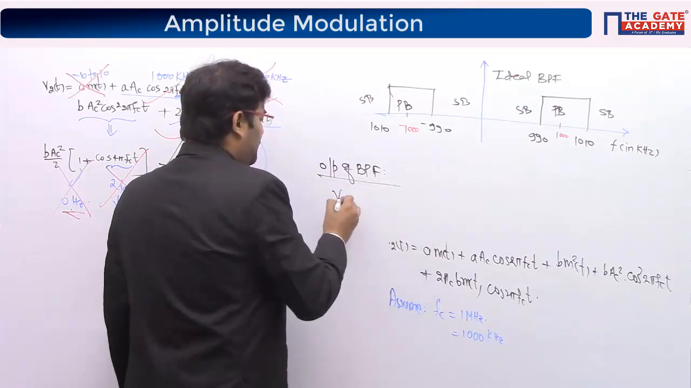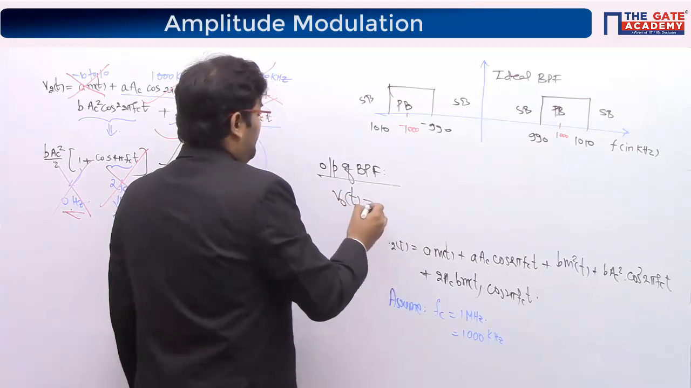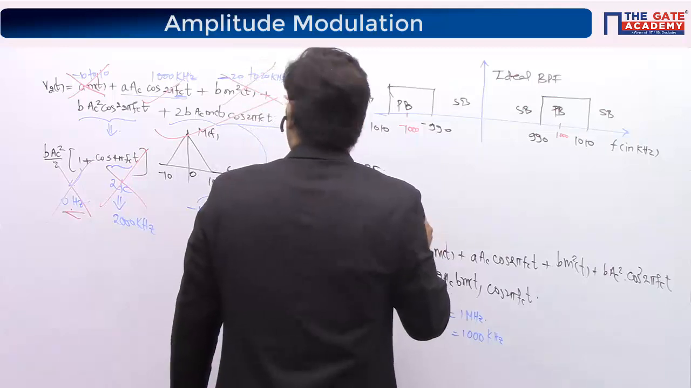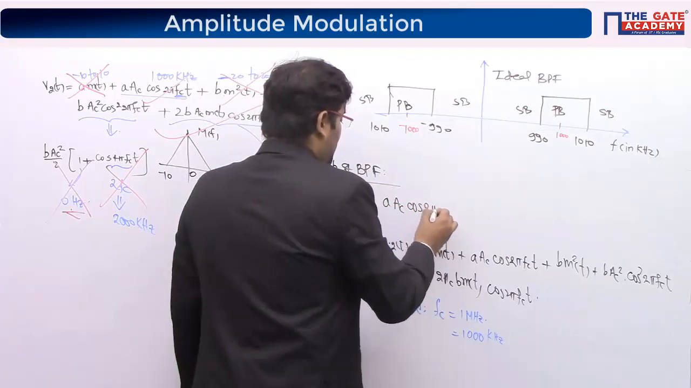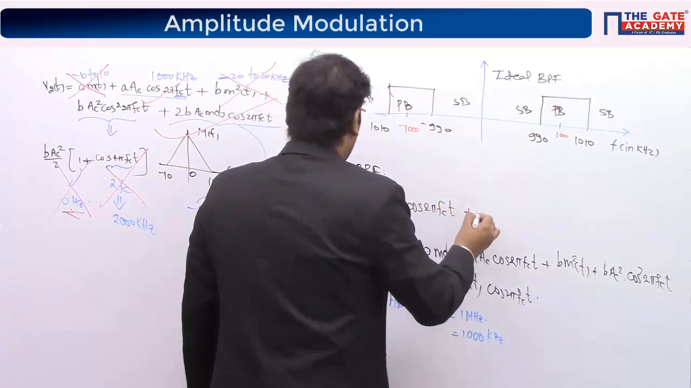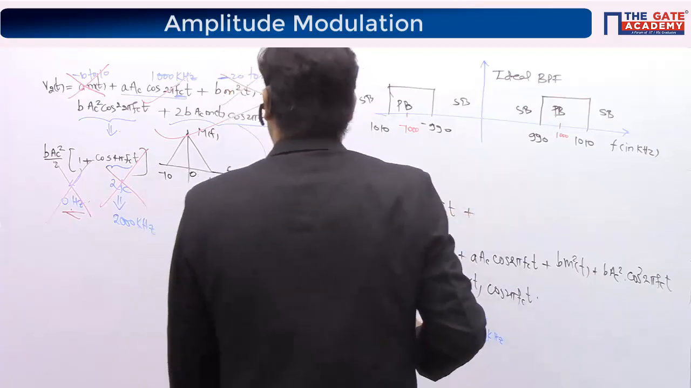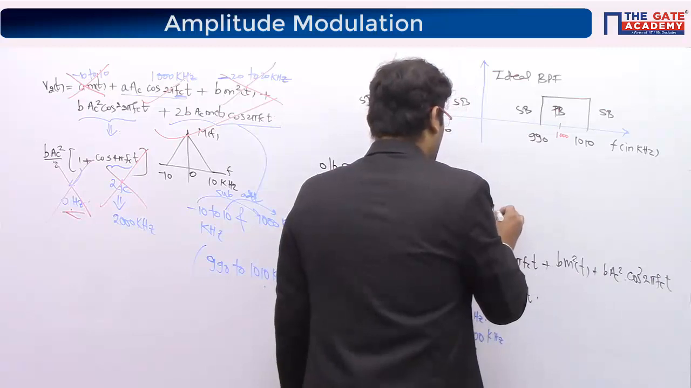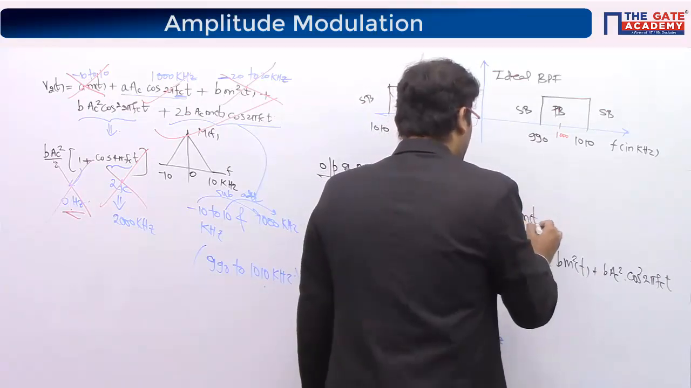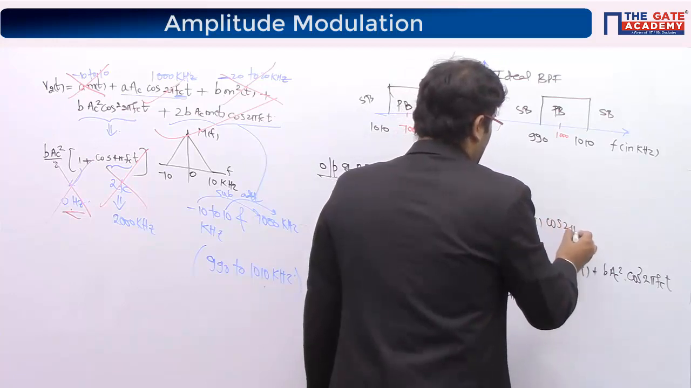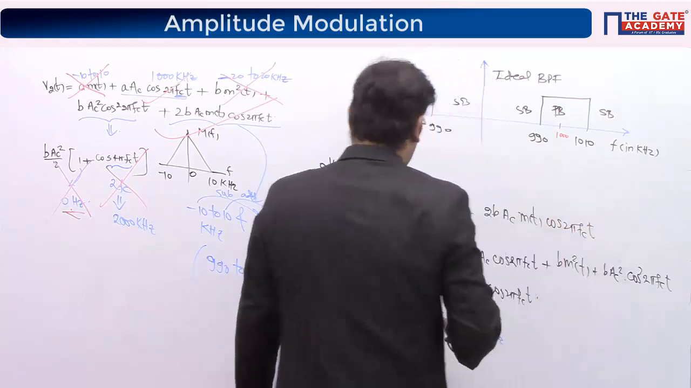So it is V output T is equal to, what is that? A_C cos 2 pi f_c t plus 2 b A_C m of t cos 2 pi f_c t. That's it, guys.